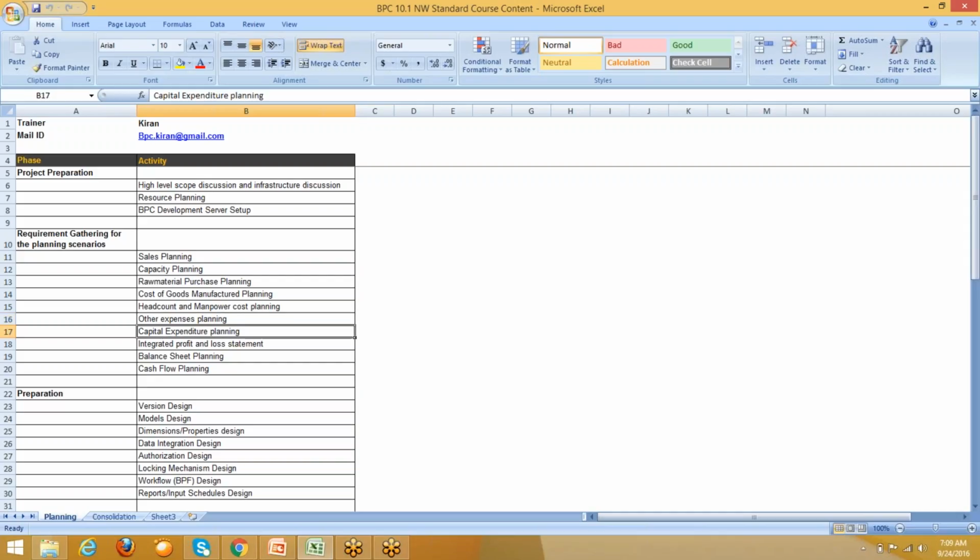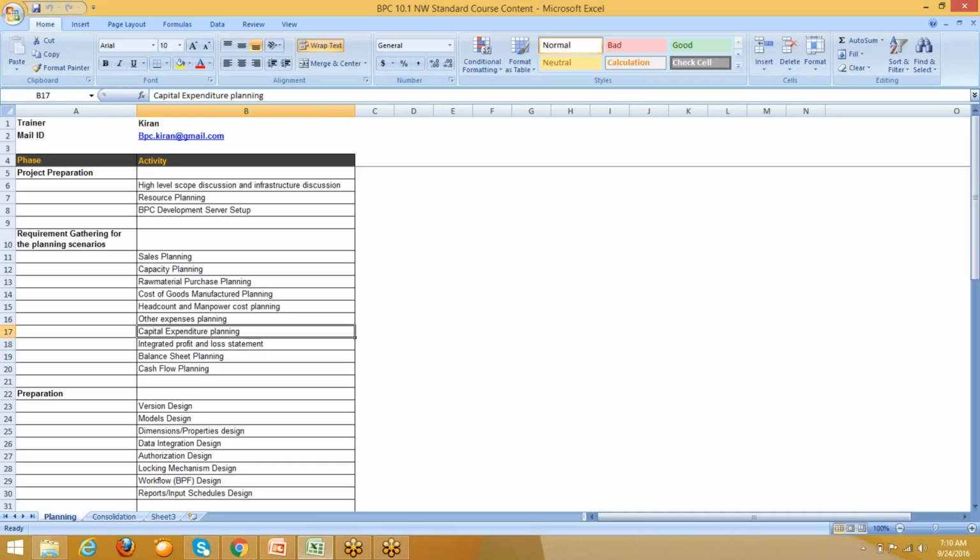Capital expenditure planning. In future, you are going to buy some assets. In future, you can also plan for a project. When you plan a new project, what are the phases in that particular project? What is the cost of each phase? What is the capital outlay for that project? When can I expect revenue from that project? That we are going to discuss using the capital expenditure plan.